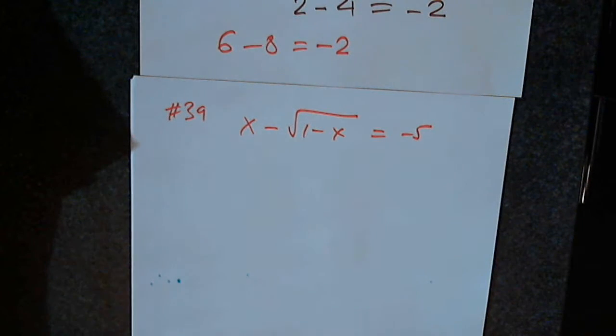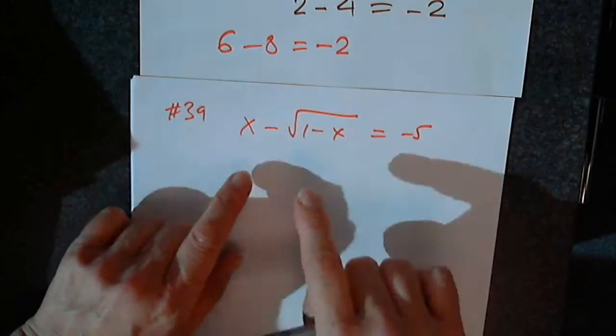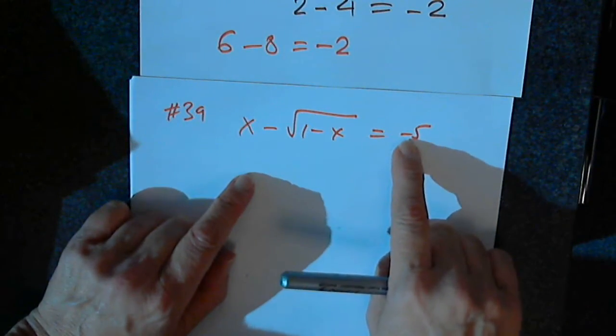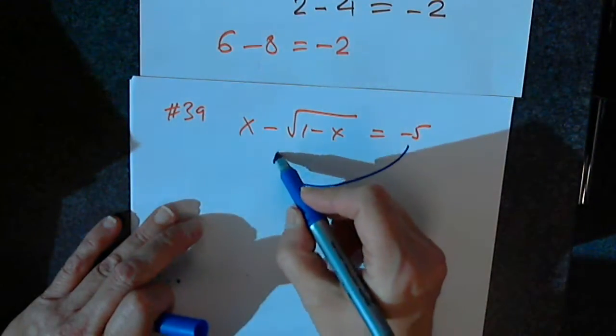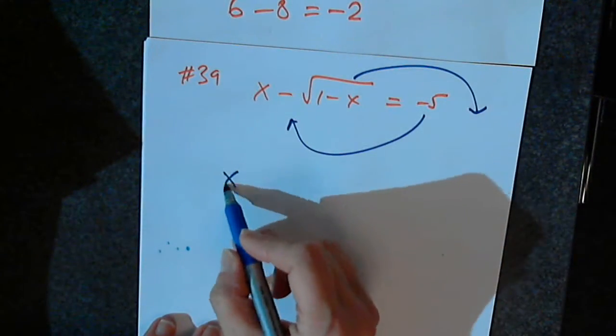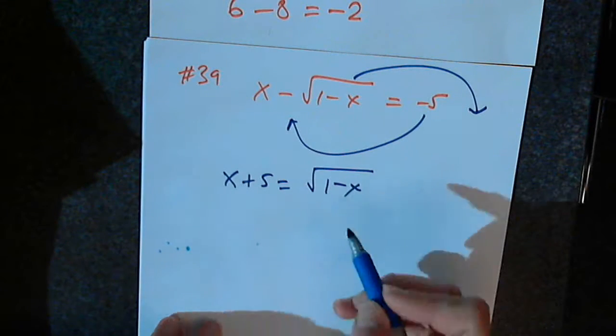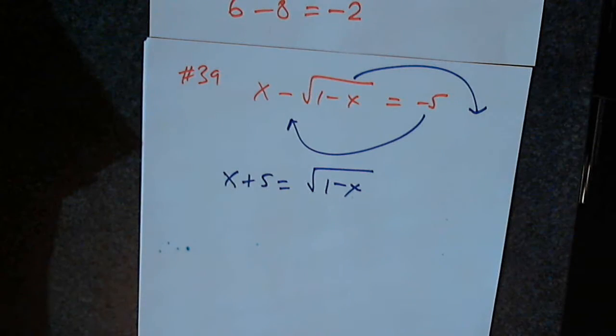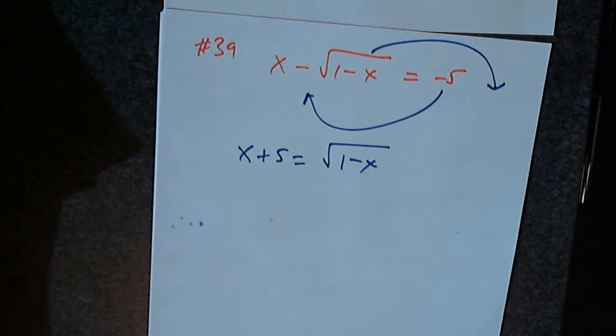Can anyone get us started? Because I would like to suggest something. It's a very good idea. That's what I have to do. But because this is negative and this is negative, I would rather personally do this, and that will eliminate all negatives. So I'll say x plus 5 equals the square root of 1 minus x. You don't have to do that, but you will work a little bit harder with negatives in there. But it's fine. You'll get the same answer like I would if I use this method.